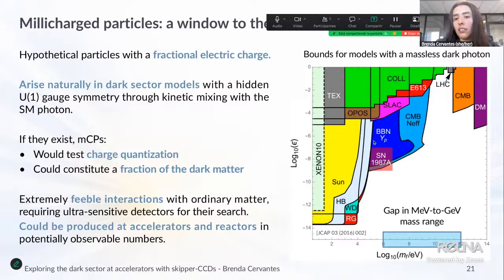Here in the right plot, you can see current bands for MCP models with a massless dark photon, but the main thing that I want to highlight here is that there are very few constraints on this MeV to GeV mass range, which is the range that we can access with these searches. And it is interesting also because this is the mass range of most of the standard model particles. So it is always interesting to have new particles within that mass range.